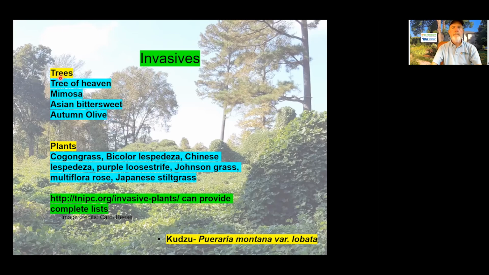These are trees. Then plants: cogongrass. I haven't seen too much; I know it's widespread down in Alabama. Purple loosestrife over by some of the dams. I've seen that. Stilt grass. Multiflora rose is pretty popular, or pretty evident. And then kudzu. Kudzu, of course, is not a tree, but it can damage our trees.